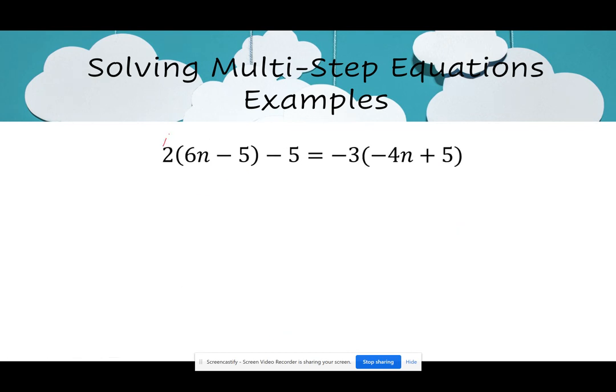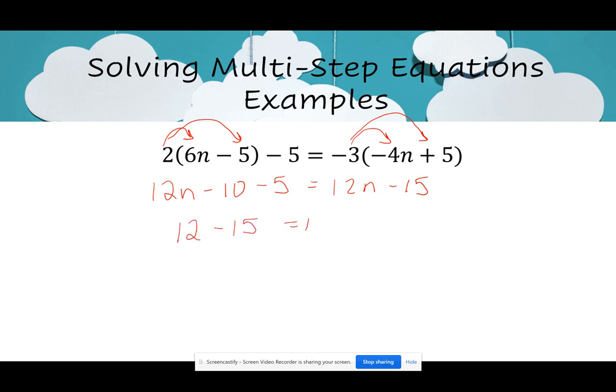Now in this problem, we have to distribute twice. Multiply this 2 and we get 12n minus 10. Copy the 5 down. Then multiply the whole negative 3, we get 12n minus 15. So now this time I'm going to move my constants first. So first I'm going to combine this like term. So we have 12n minus 15 equals 12n minus 15.